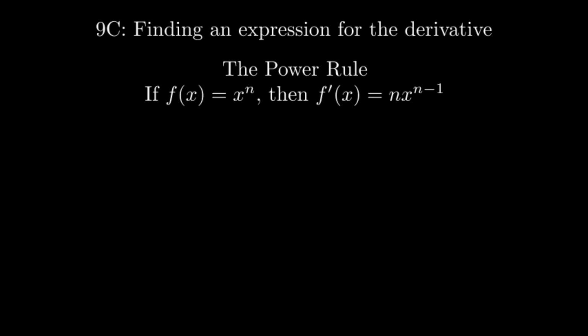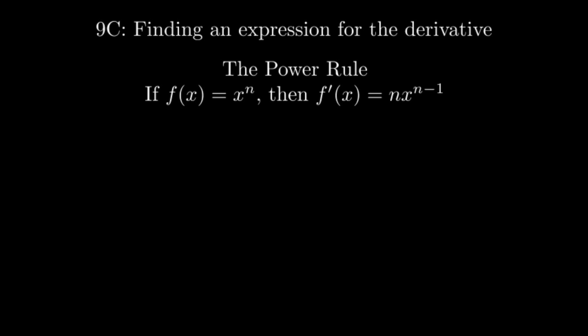This brings us to our first major tool for differentiation. We are now finding an expression for the derivative. There's a simple, powerful rule for differentiating functions of the form f of x equals x to the power of n. It's often called the power rule. The rule states that if f of x equals x to the power of n, then its derivative, f prime of x, is n times x to the power of n minus 1.